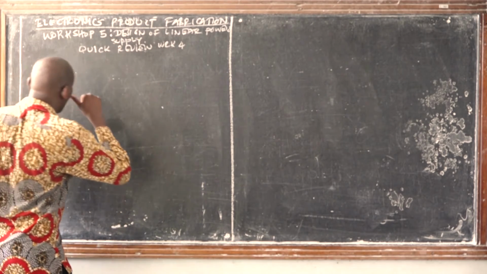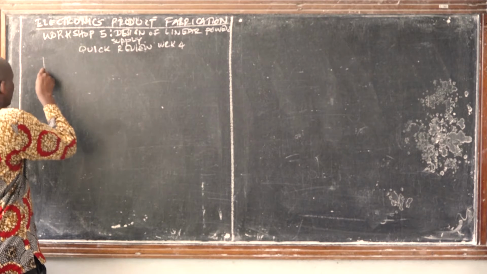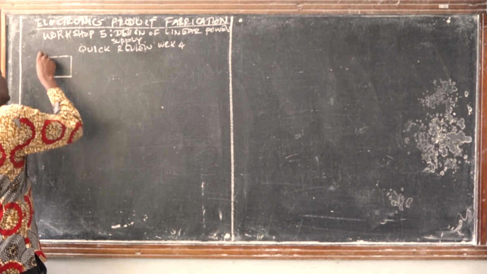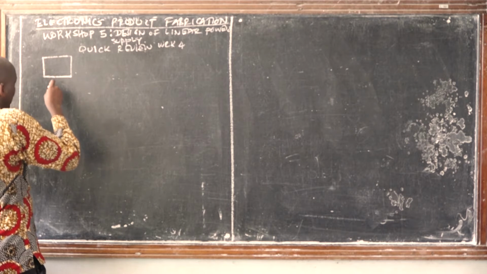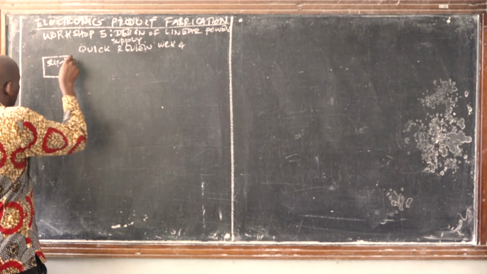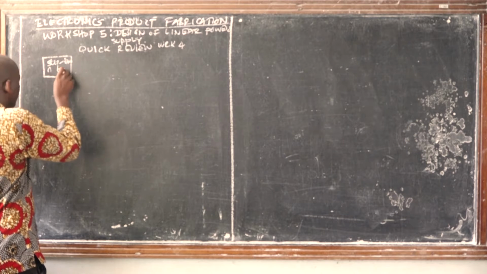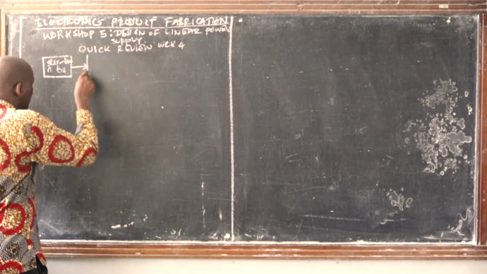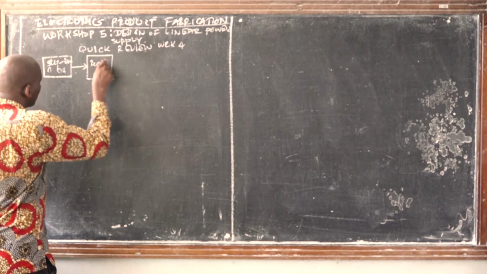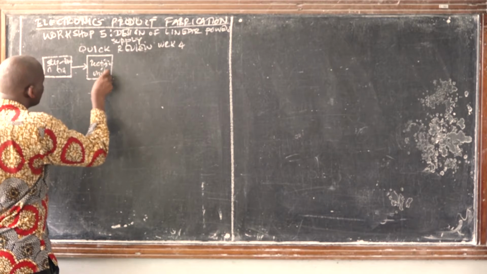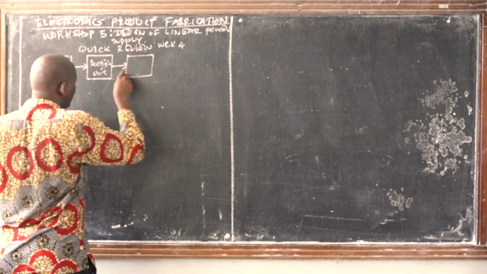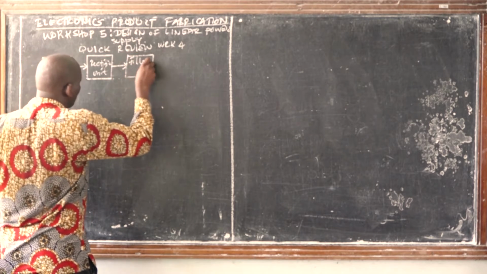A quick review of workshop 4. In the previous workshop, we opened the detailed block diagram of the linear power supply. The first block is an electrical component called the step-down transformer. The second block is the rectifier unit. The next block is the filter unit.